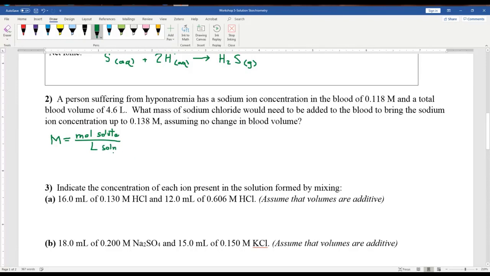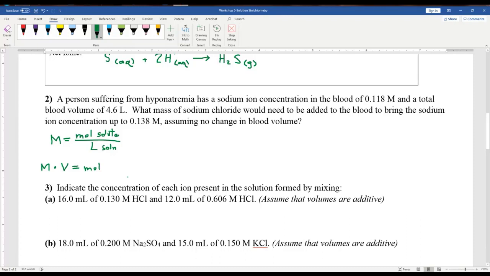So this definition is also an equation that can be used. But there's also a principle here: if you rewrite this equation, you can say that the molarity times the volume in liters is going to give you the moles.